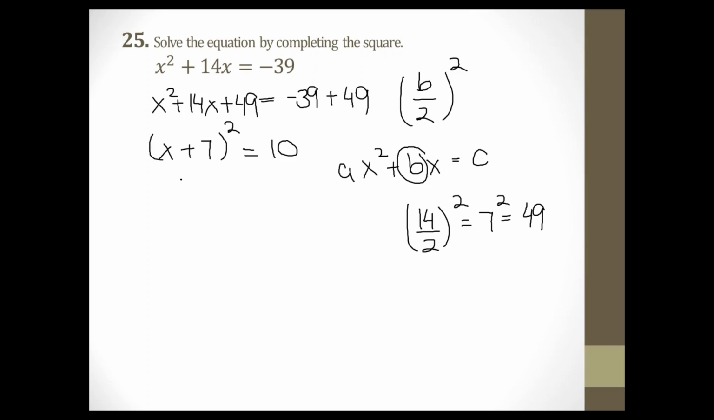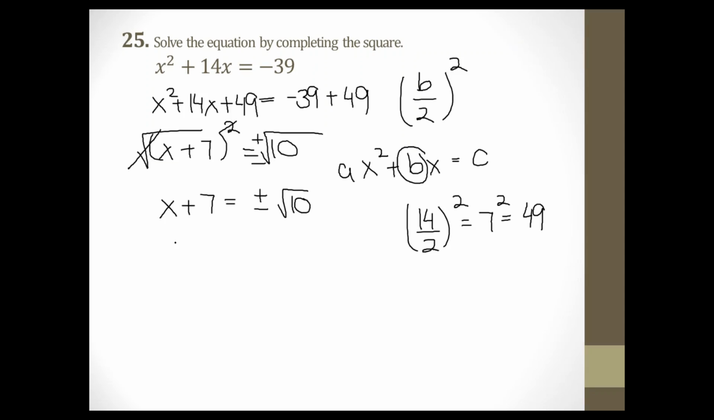Now we can apply the square root property. So to get rid of this square, we could square root both sides, but when we do that, we get a positive and a negative answer. So over here, the square root and the square cancel each other out, and we are left with x plus 7. And then on the right side, we have positive or negative square root of 10. We cannot take the square root of 10, and 10 does not have a factor where one of them is a perfect square, so this is just fine.